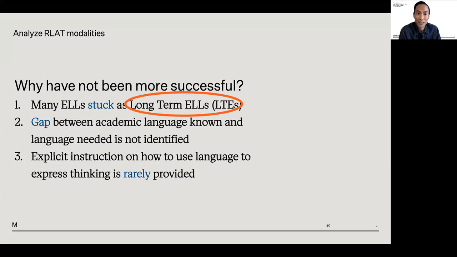Also, this gap between what they know academically and what they need to know is not really looked at much. So that needs to be changed. And this explicit instruction on how to use vocabulary, learning new words, is rarely provided in classrooms. That's why you're here now, learning how to do that.